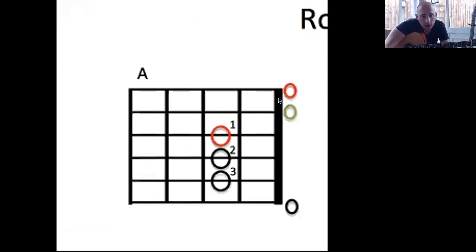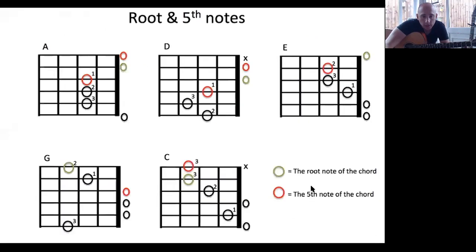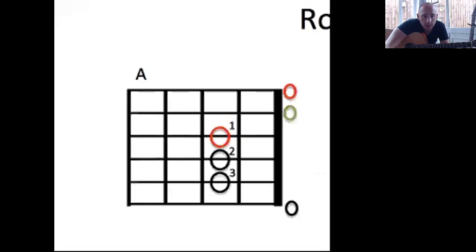Now, if you look at the red here, it's given us 2 possible options. The red one is the 5th note of the chord. So if you look at A again, you will see there's 2 possible options there. You've got the 6th string as a 0, and you've got the 2nd fret on the 4th string. See that? I'm pointing at it. Now you can just choose which one you want to do.